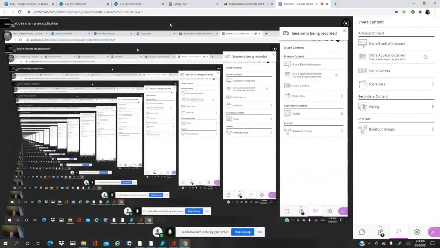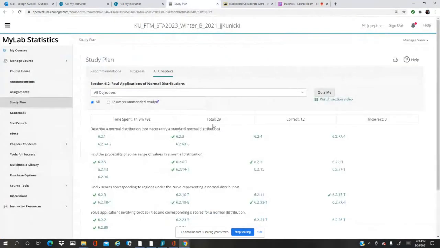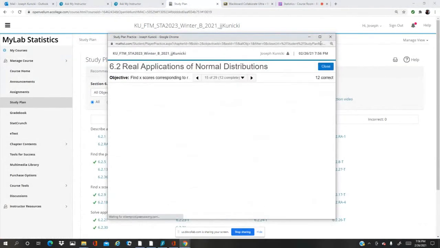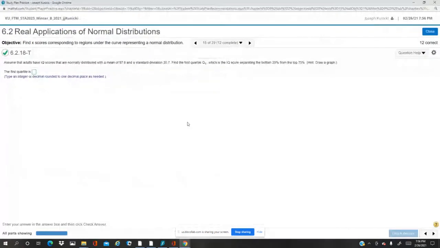So here we go with problem 6.2.18, which is right here. Assume that the adults have IQ scores that are normally distributed with a mean 97.6 and a standard deviation 20.7. So we open up StatCrunch under question help.